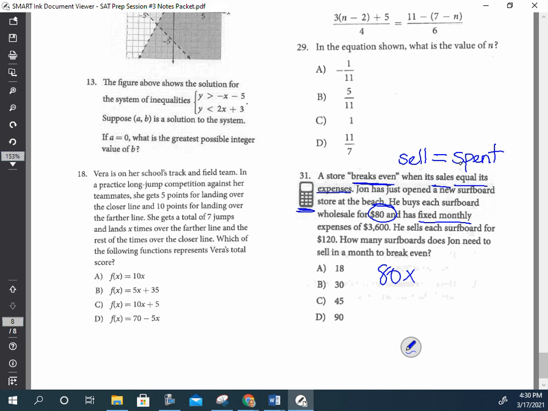And he has fixed monthly expenses of $3,600. So a fixed expense is something that he's going to have to spend no matter what. So that's like rent, that's like mortgage, that's like a car payment. He's got to spend that no matter what. Plus 3,600. So that's all the money that he has to spend.